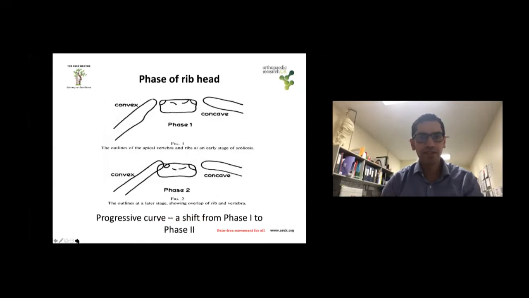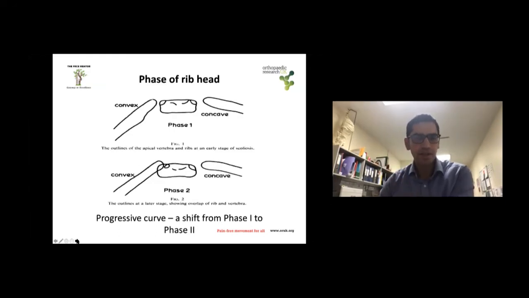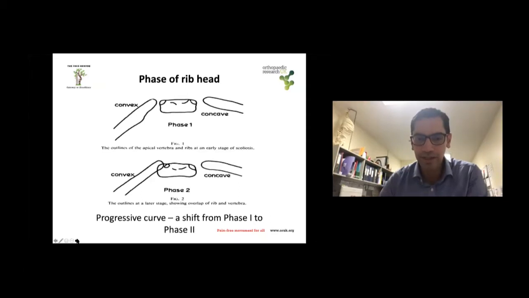She also describes the phase of the rib head. In the phase of the rib head, you are again looking on the convexity of the curve to see if that rib head overlaps with the vertebral body. She found that if it didn't overlap with the vertebral body, described as phase 1, such curves did not progress. Whereas in phase 2, where there's overlap of the convex rib head with the vertebral body, these curves definitely did progress. So a shift from phase 1 to phase 2 suggests that it's a progressive curve.